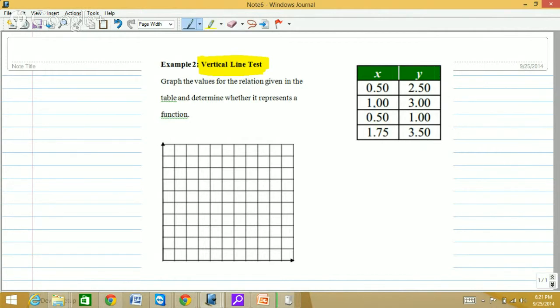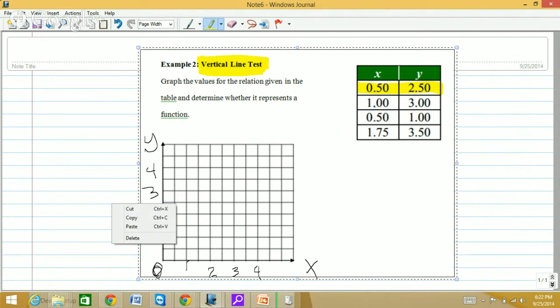Okay, so the first thing we need to do is we need to label our axes. So you need to tell me that this is the y-axis, this is the x-axis. You're going to want to go ahead and number, and I know my numbers are terrible. I'm drawing with my finger right now. There's 1, 2, 3, 4, and we'll do 1, 2, 3, 4, and then we're going to go ahead and graph these ordered pairs. So the very first ordered pair that I'm going to do is 0.5 and then up to 2.5. So over 0.5 and up to 2.5, and I'm going to put a dot.